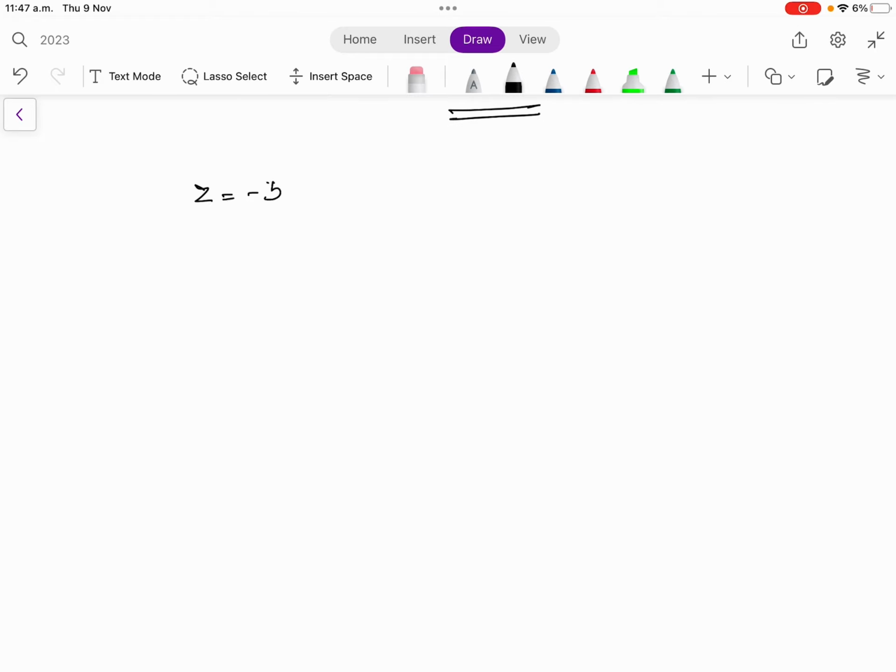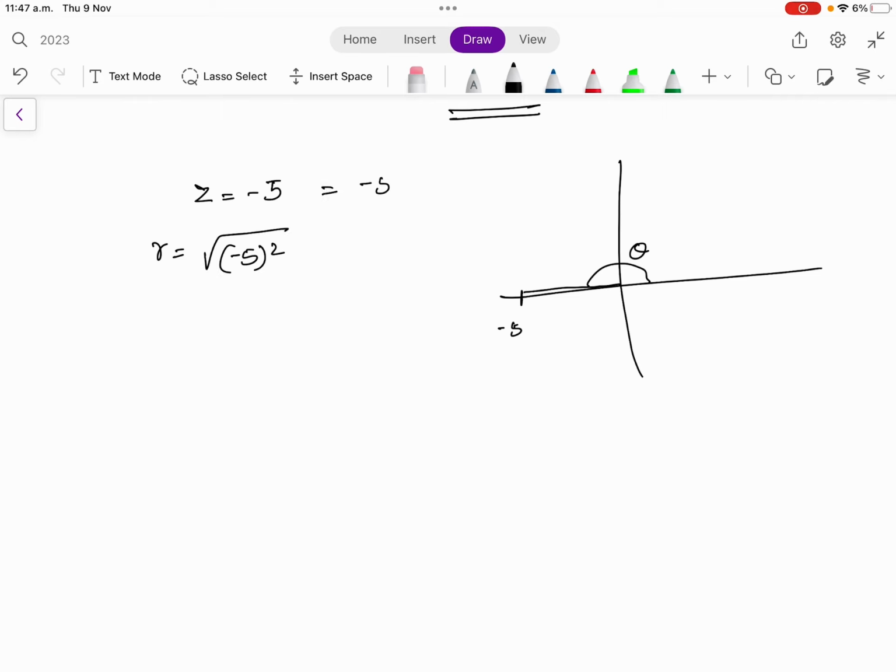z is equal to minus 5. So in this case, same like this, we can draw an Argand diagram. Minus 5 will come somewhere over here, and the theta will be this angle. So you'll find r is equal to square root of minus 5 square plus 0 square, that is equal to 5, and theta is equal to tan inverse y over x. So it is 0 over 5, which is equal to tan inverse 0, which is equal to 0.